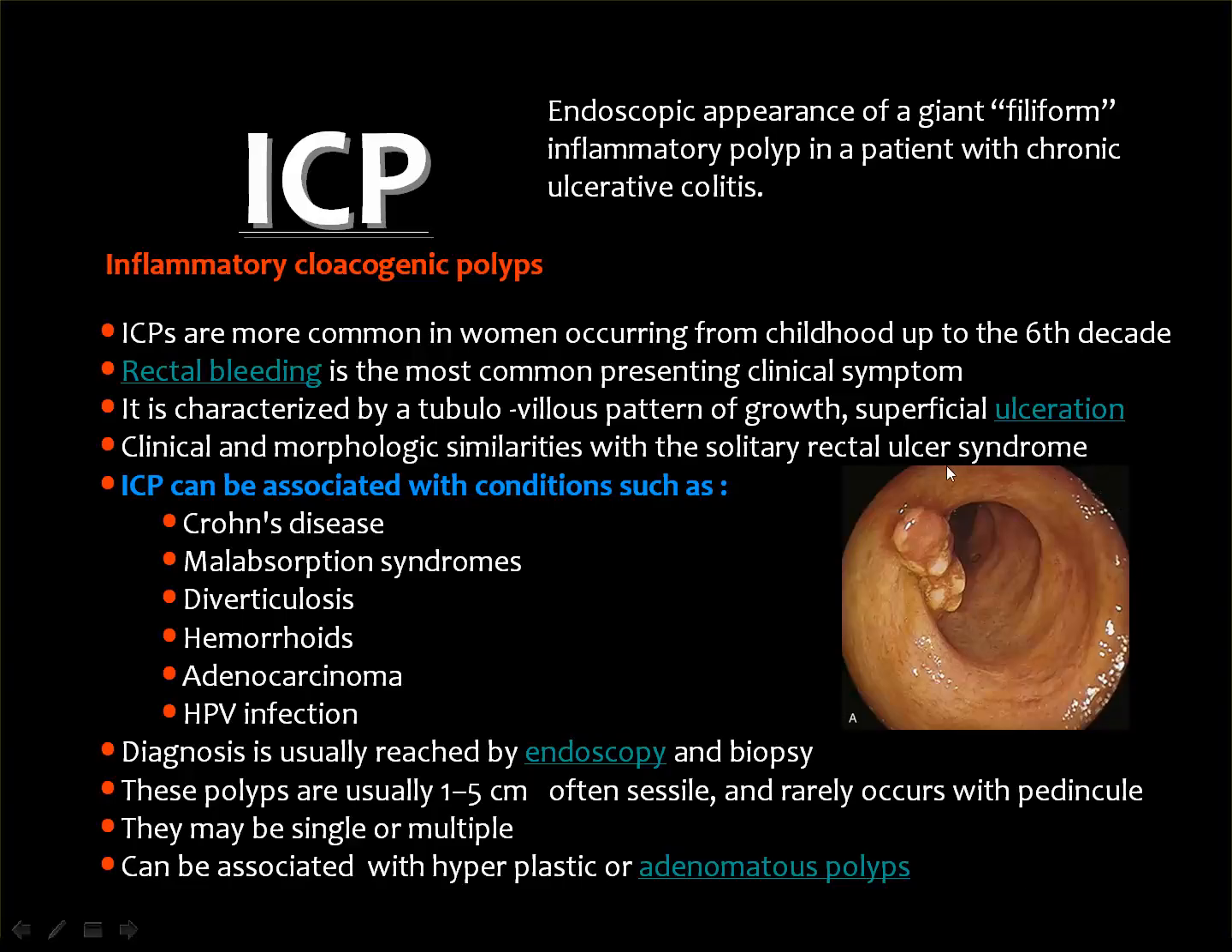But there is a good number of patients with perianal fistula that may be caused by Crohn's disease. Then inflammatory bowel disease is more common in women, occurring in the childhood period up to the sixth decade of life. They may present with bleeding, and they are characterized by a tubulovillous pattern of growth with superficial ulcerations.